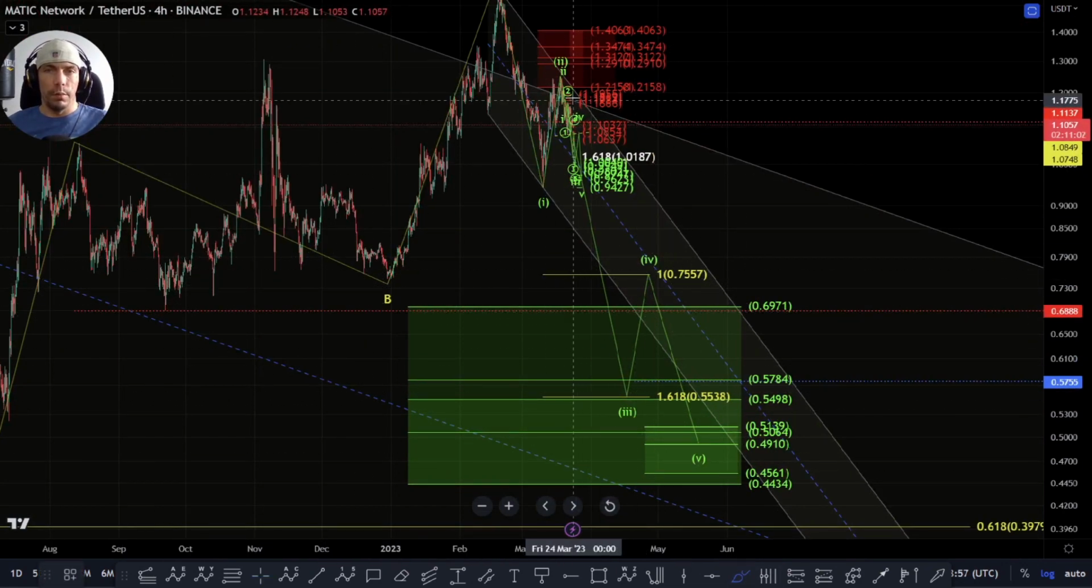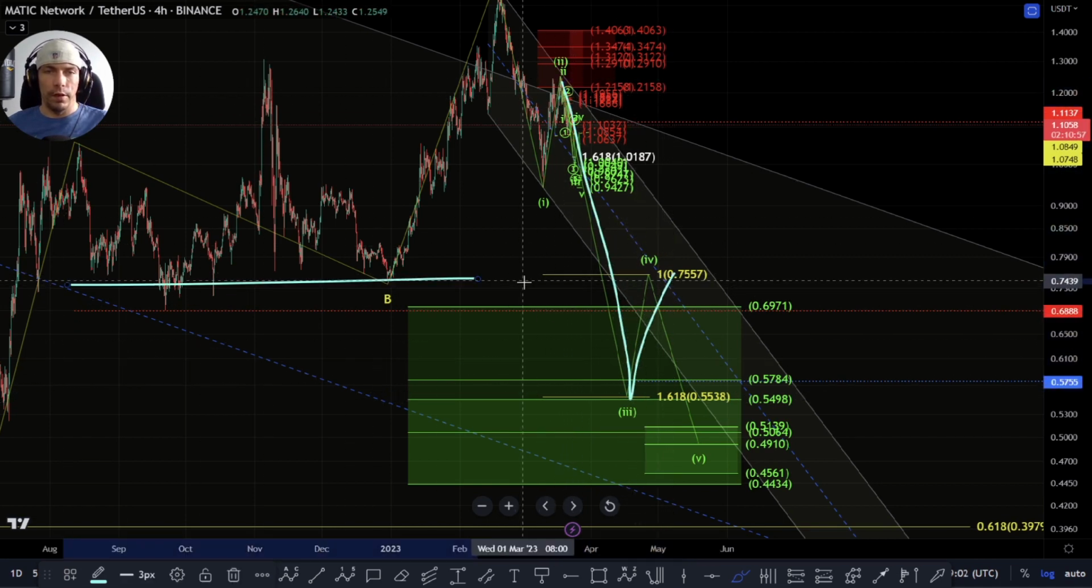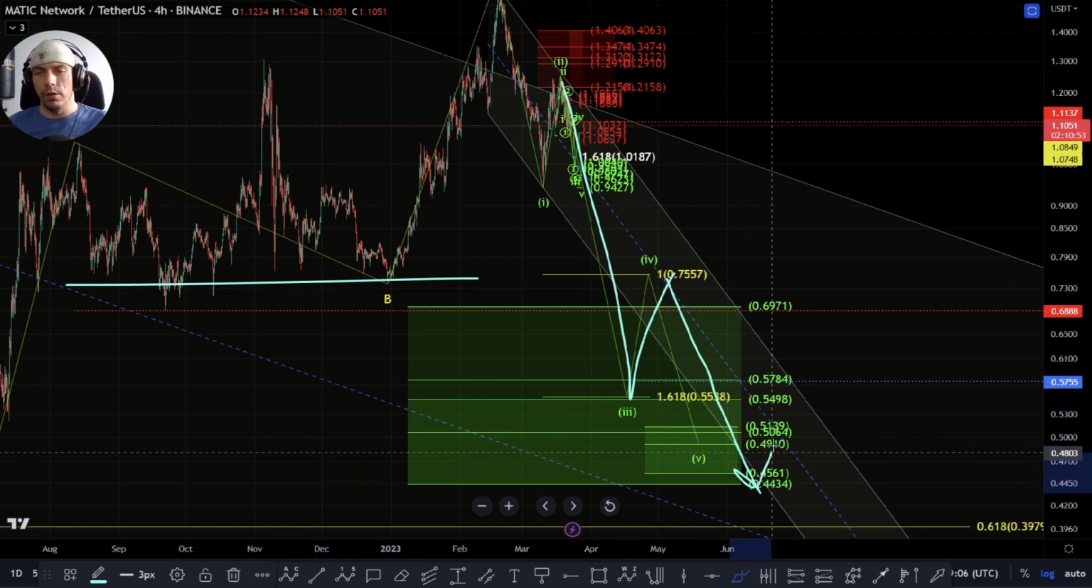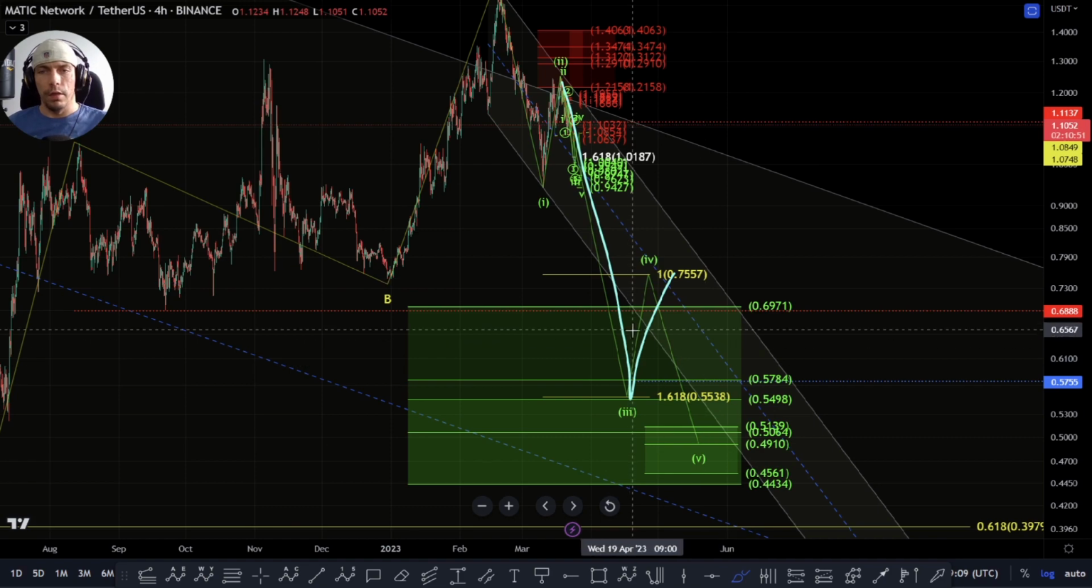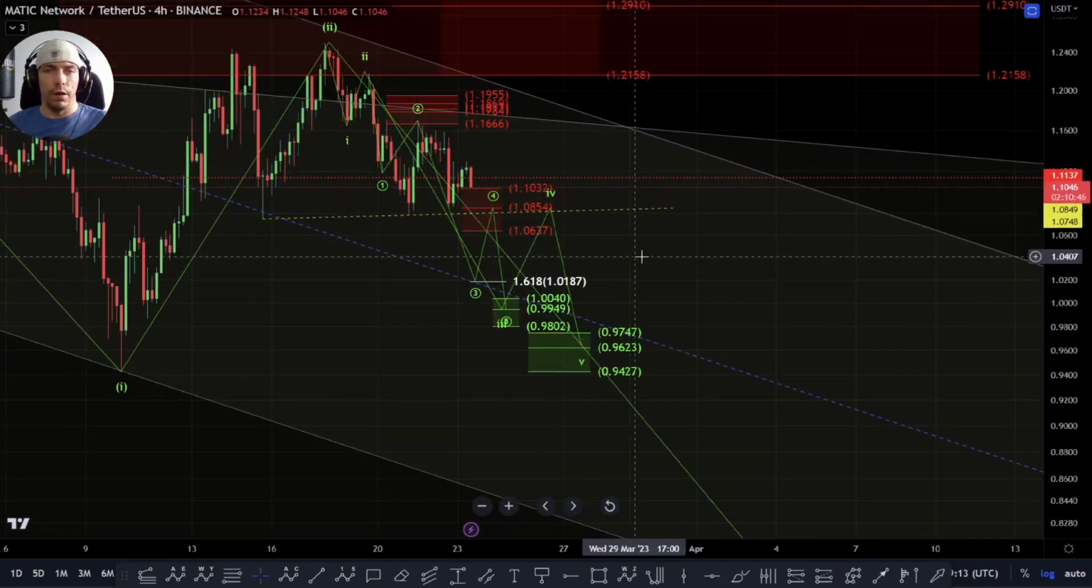Potentially, if we did come down and form this third wave, this fourth wave could actually come back up, retest these levels, and then actually look to sell off deeper. So we need to be careful of that fact. There is a lot of different possibilities here. We need to just take it sort of one step at a time and see how we get on.